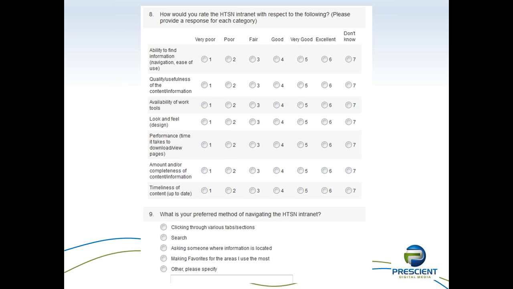Here's a sample question. How would you rate the Intranet with respect to the following on a scale of 1 to 5, or a scale of 1 to 6, or a scale of 1 to 10? I personally like the scale of 1 to 10. A lot of statisticians will tell you don't go 1 to 10 because there's no exact middle. 5 is not an exact middle. 6 is not an exact middle. But we all are familiar with a 1 to 10 scale.